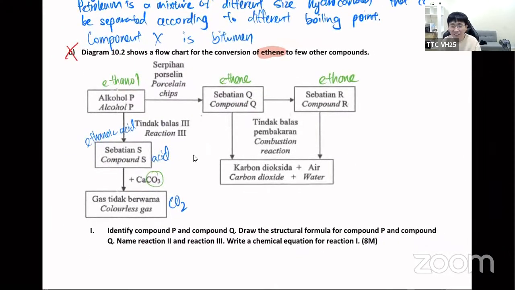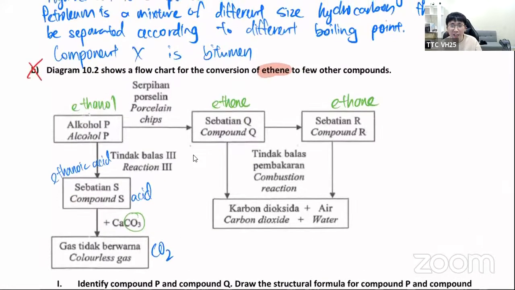Okay, so this one. Reaction 1 is dehydration. How do you know? They never label reaction 1 also.